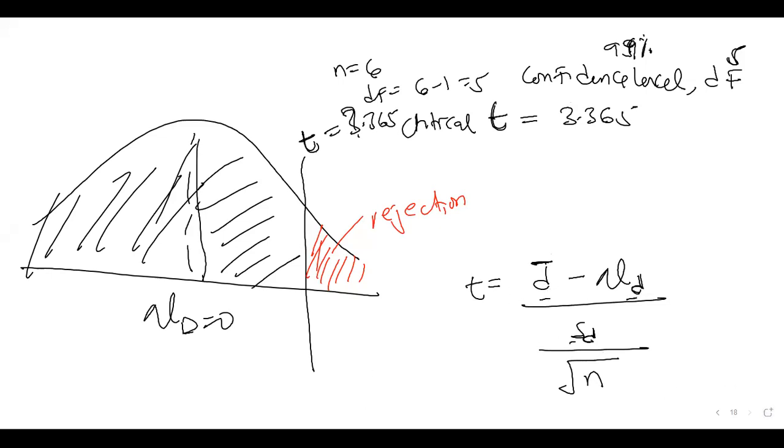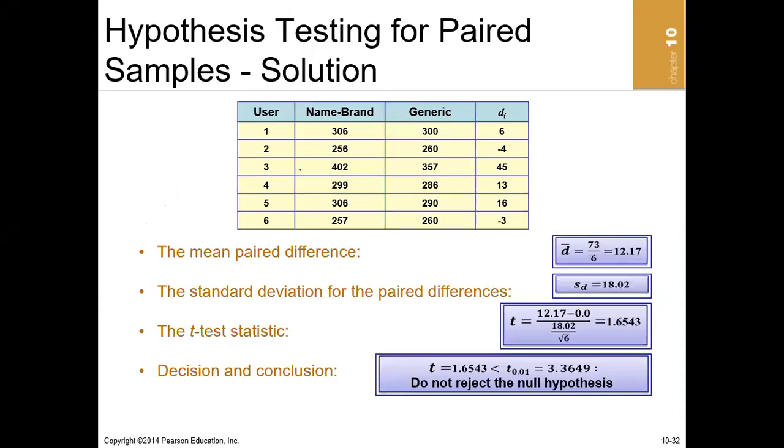Now in the question, the number of users is 6: user 1, user 2, user 3, user 4. Now, how do we get the average difference? You first of all find the difference itself. So you subtract the pages produced by the name brand minus the generic. This minus this, you get the difference for the first person. This minus this, you get the difference for the second person, the third person, the fourth person, and so on.